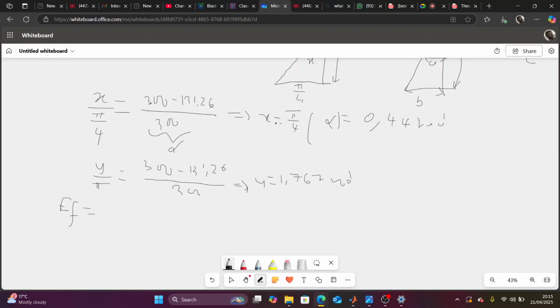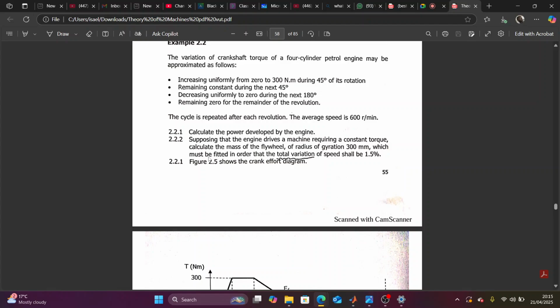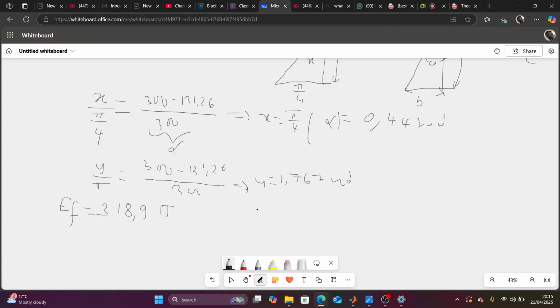318. Yeah, because they got also 318. We have 318 what? 318.91. Yeah, 318.91 joule. Now, after finding EF, Angela, we can now come and answer this question. They said calculate the mass of the flywheel if the radius of gyration is this, which is fitted to the fluctuation speed of 1.5%. We are given Ks to be 1.5%.